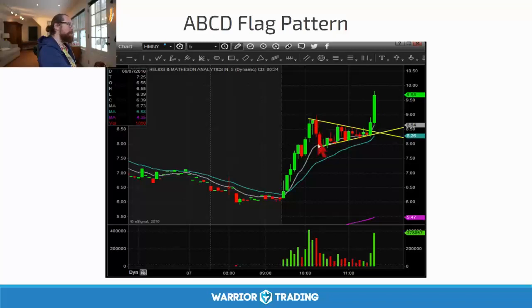So then, when you get a big pullback like that, it sort of pops up off the low, but not with a lot of buying power, just a sort of low volume bounce, goes a little lower, pops up, pulls back.